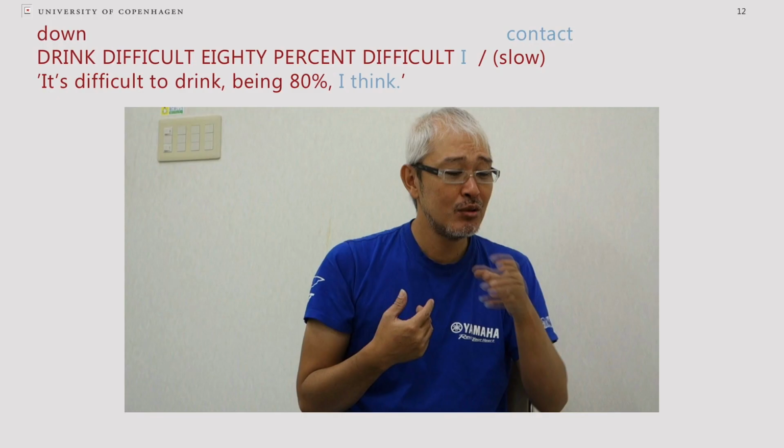You should know that in Japanese Sign Language, you can point to your nose and mean I. And you can also point to your body the way we usually see it, but you can also point to your nose. And this is also found in general in Japanese culture, that you point to your nose when you mean I. But this is an example where the signer says it's difficult to drink being 80%. And then he uses this pronoun.